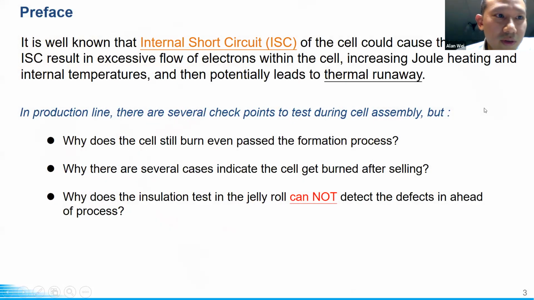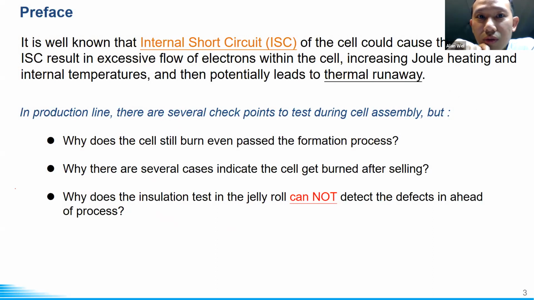So we know the internal short circuit of the cell could cause explosion and fire. We also know this results in excessive flow of electrons within the cell, and it will increase the Joule heating and also the internal temperature. Then potentially this will lead to thermal runaway. But in the production line, there are several checkpoints to test during cell assembly.